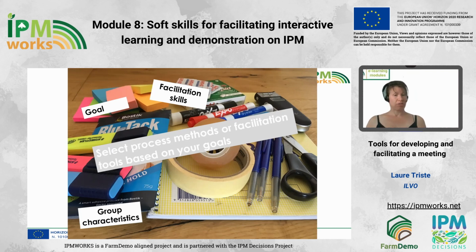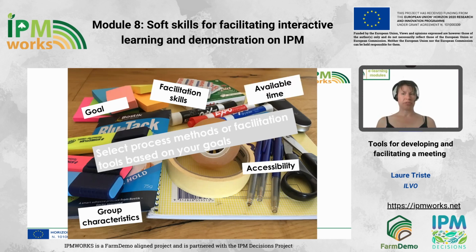Also the group characteristics. Do you have a big group, a small group, a very diverse group? All these things are interesting to consider to select your methods. Accessibility. Not all tools are as easily accessible for everybody. So take this into account so that you avoid that people drop out of your method. Also the available time. You have tools that take a whole day, and you have tools that only take 5 minutes. So this is also a selection criterion.